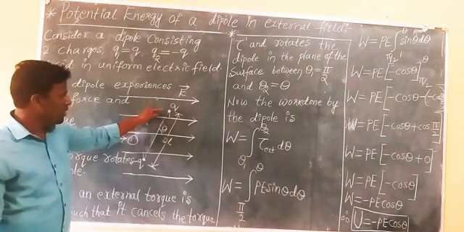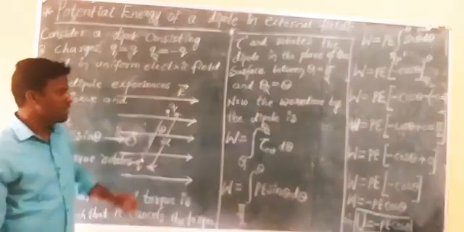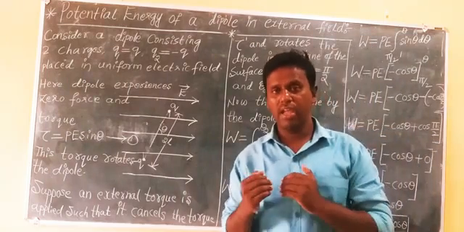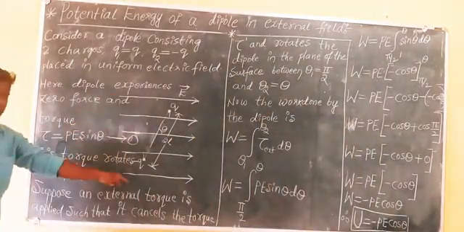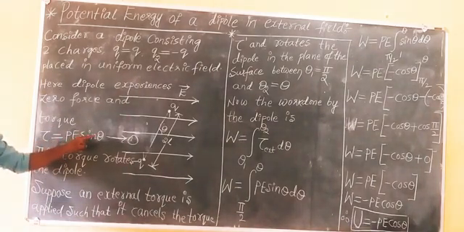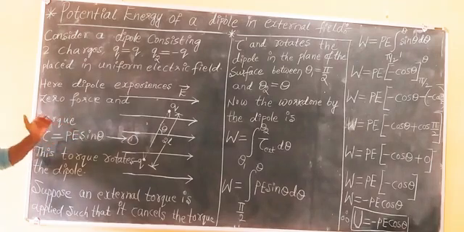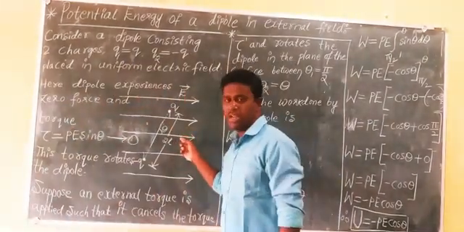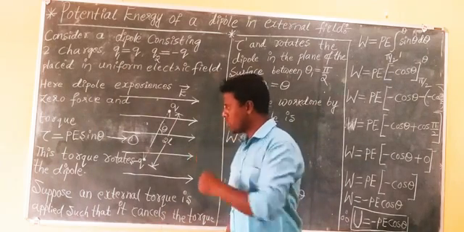So the dipole experiences zero force, and next, the dipole experiences a torque. Whenever a dipole is placed in a uniform electric field, it experiences zero force and a torque acts on the dipole. That torque is given by tau equals PE sin theta. I am taking this as equation number 1, where P is the electric dipole moment, E is the electric field, and theta is the angle given by the dipole during its rotation. This torque rotates the dipole in the given electric field through an angle theta.